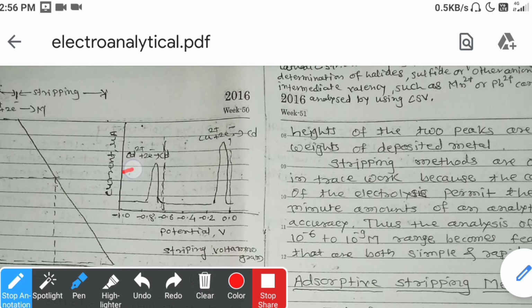Here it should be an oxidation step, there is a mistake, so please correct this. Here cadmium should give, this reaction should be in the reverse direction. Oxidation step. Next we will see adsorptive stripping voltammetry.